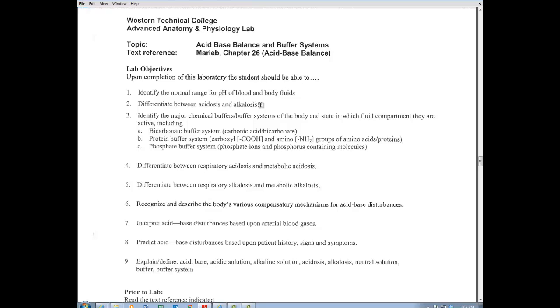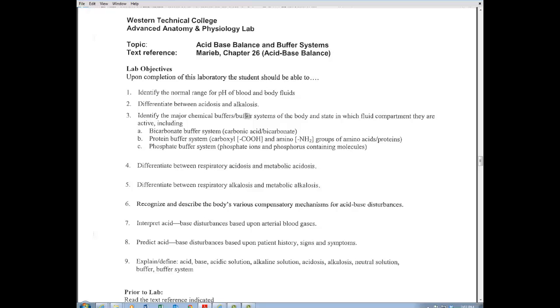To keep our blood within this narrow range of 7.35 to 7.45, we have what we call buffer systems. Buffer systems can absorb excess hydrogen ion or release hydrogen ion, depending on the needs of the body, if we're acidotic or alkalotic. It just depends on what's happening. But there are 3 different types.